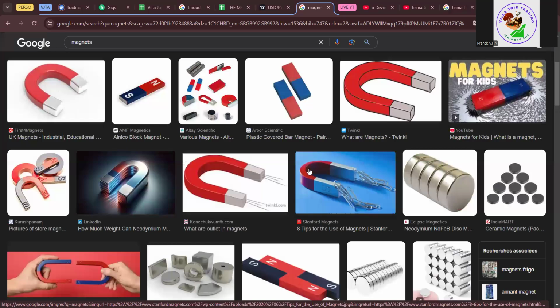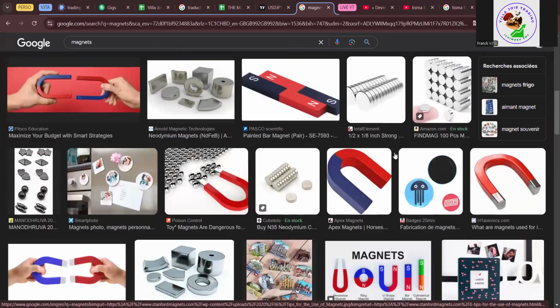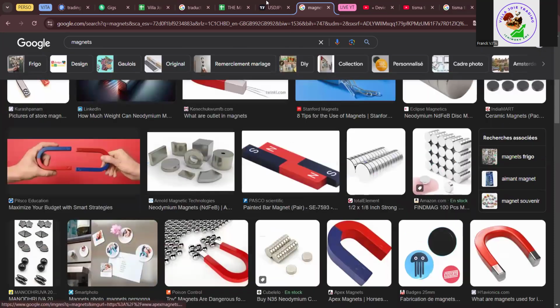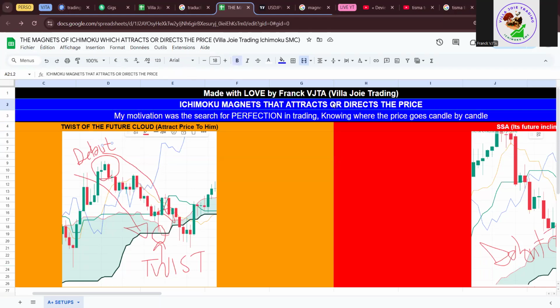You see that the magnet has two colors. Ichimoku is also colorful. So Ichimoku is actually a magnet that attracts price. It has some magnets, so let me help you identify those magnets that Ichimoku has. So the Ichimoku magnet attracts or directs the price.